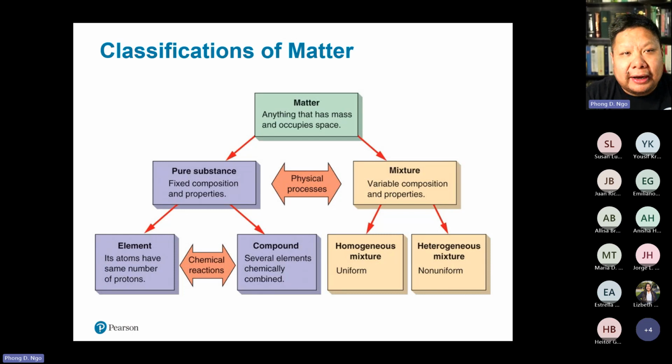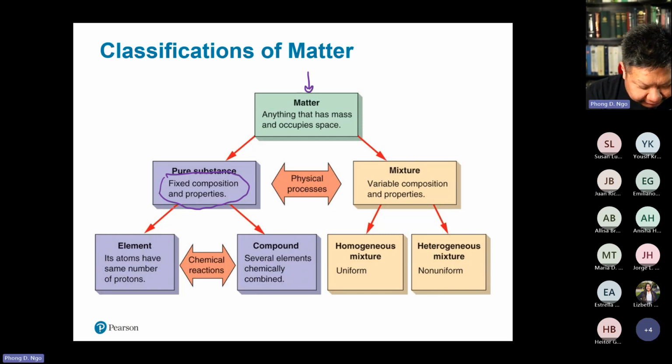So this is how you define what everything is in your life, in the universe. First thing is, is it matter? Of course it is. If it takes up space and has mass, it's matter, right? So the question is, is it a pure substance or is it a mixture? If it's a pure substance, then you know that it's all made of the same stuff, right?